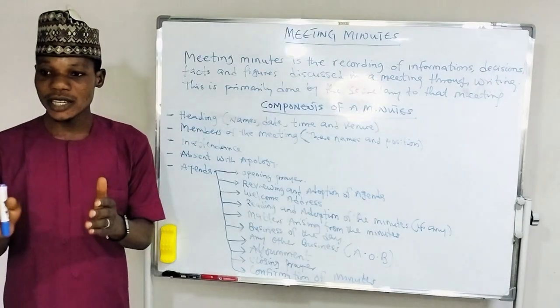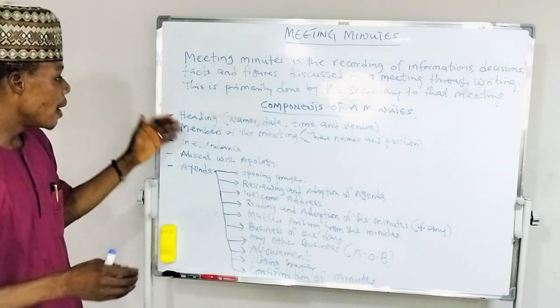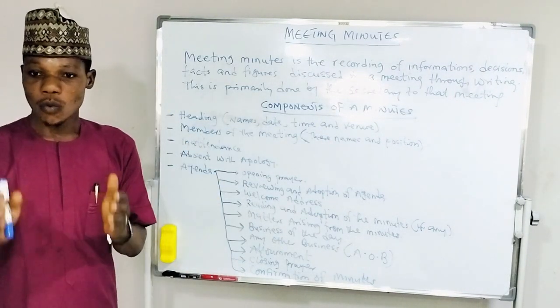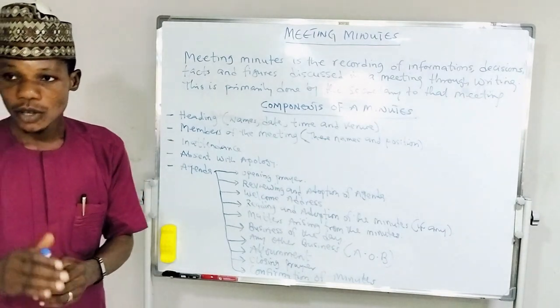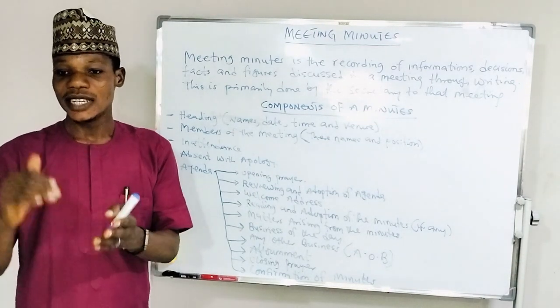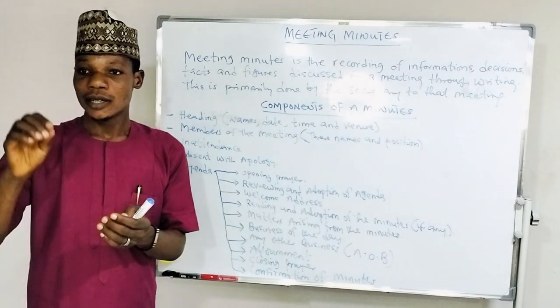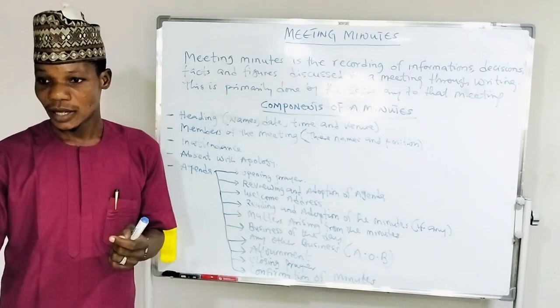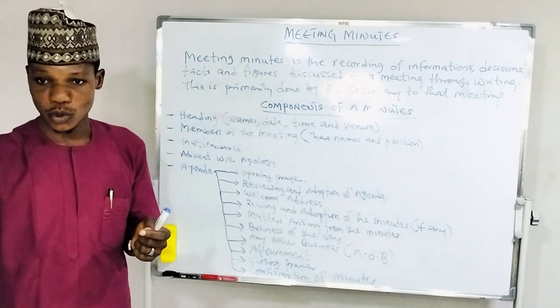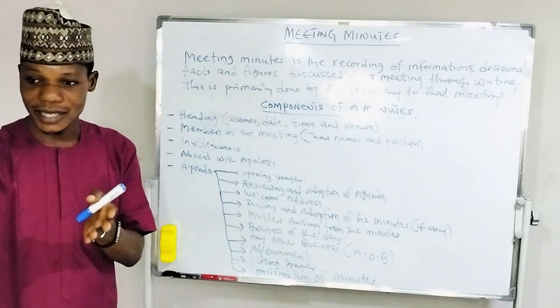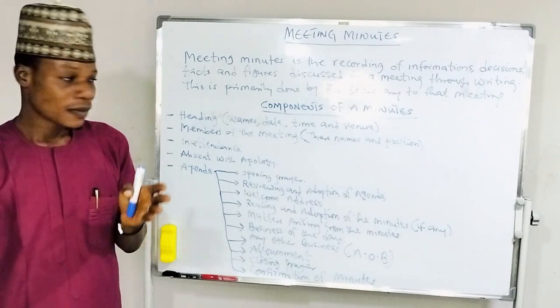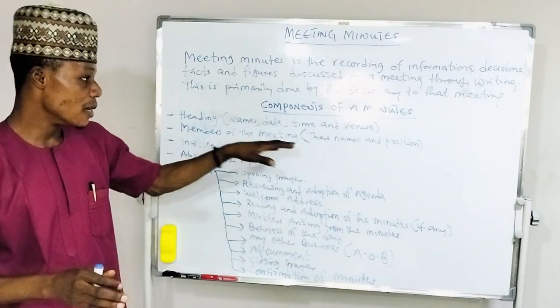Another thing you have to take into cognizance is members of the meeting. When you are taking minutes of meeting, you have to tabulate the names of members in that meeting, and possibly show their position. The chairman, you try to make sure that after writing his name, you show his position. That is the members of the meeting.